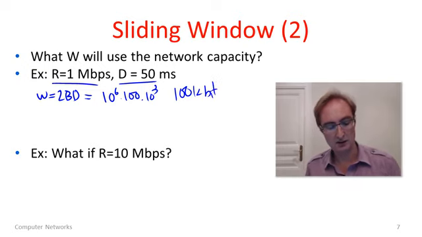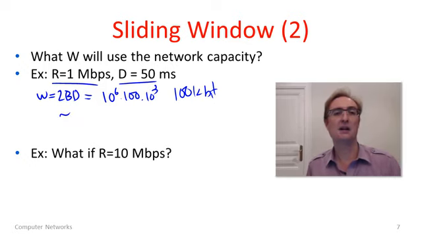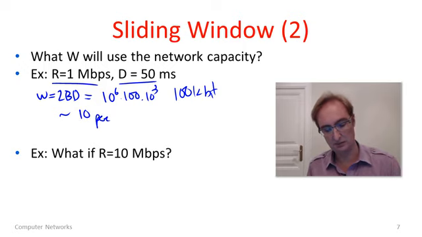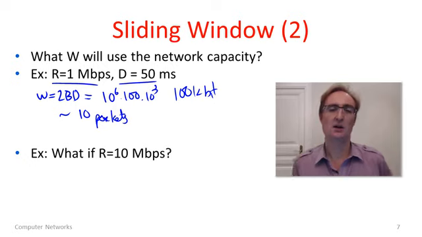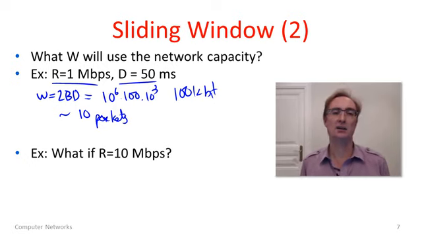Now expressed in packets, if a packet is about 10 kilobit, that's 1250 bytes, this is about 10 packets. So to use the path fully, we needed to have a sliding window size W of about 10 packets rather than the one packet in stop and wait. And this is what you might imagine, since we worked out before, we're only getting to utilize about 10% of its bandwidth. So we were off by a factor of 10.